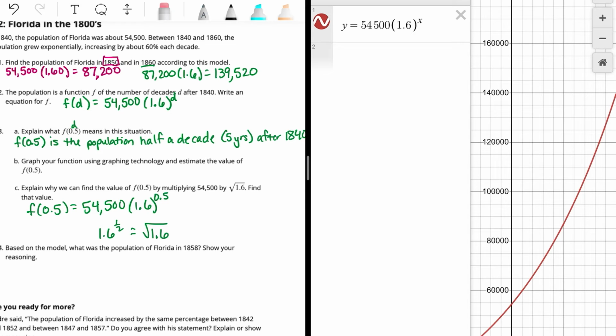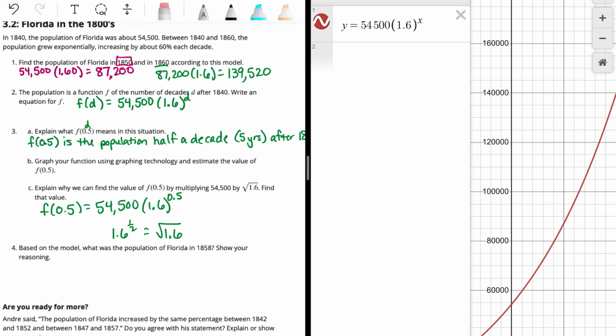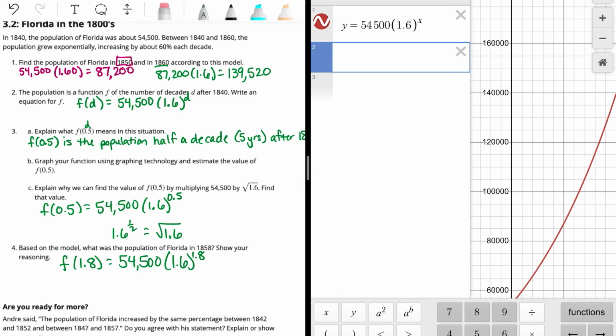And then for part 4, what is the population of Florida in 1858? And so that would be 1.8 decades after 1840, so that'd be f of 1.8. So let's plug that in. So that's 1.8, and we can actually just plug it in here. So I'm gonna do y equals 54,500 times 1.6, and then we're gonna raise that to the power of 1.8.